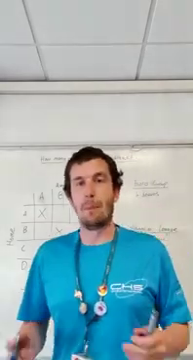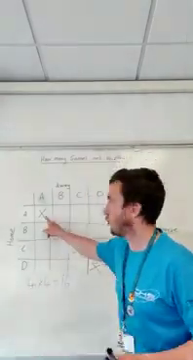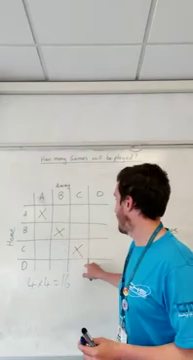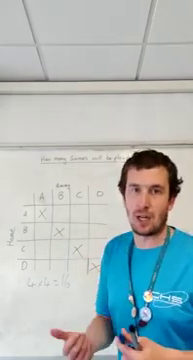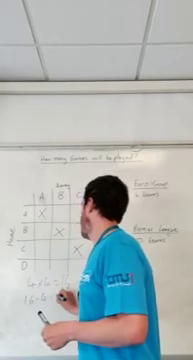is 16. But they cannot play themselves, right? Hence the crosses down the middle. So they cannot play themselves, so we always have to take away that number at the end. So 16, take away 4, is 12.